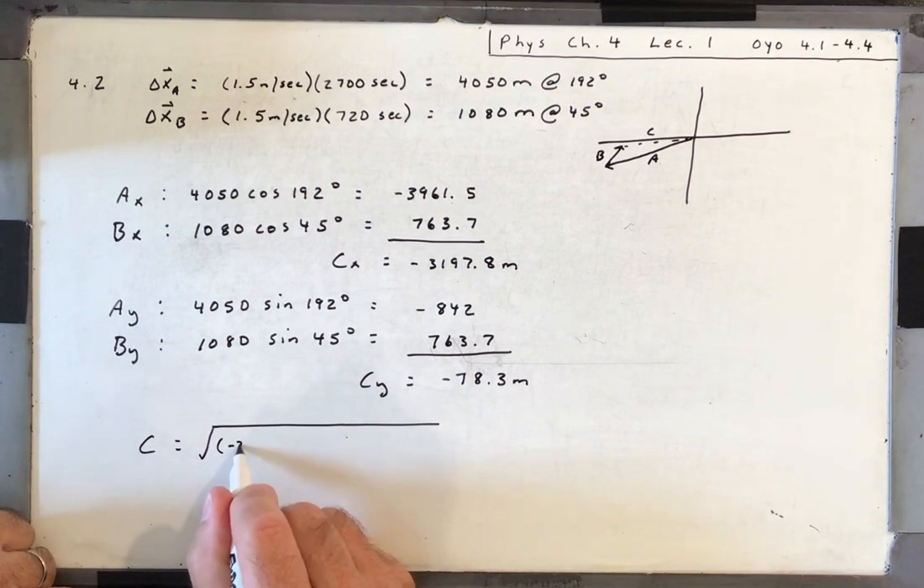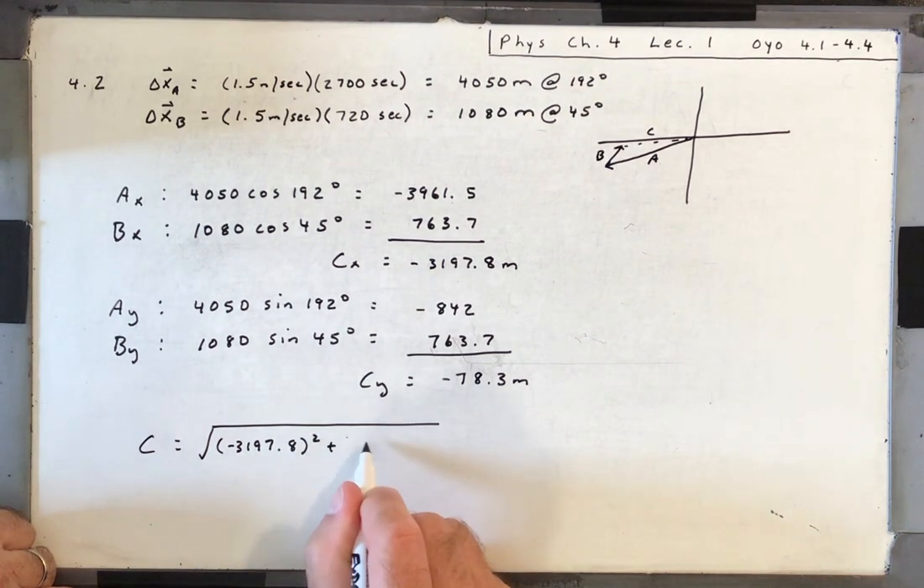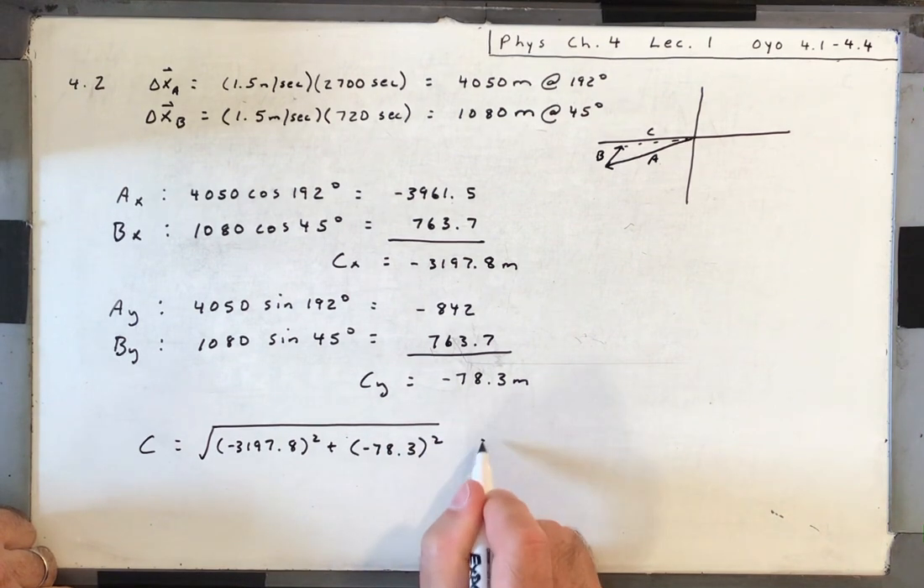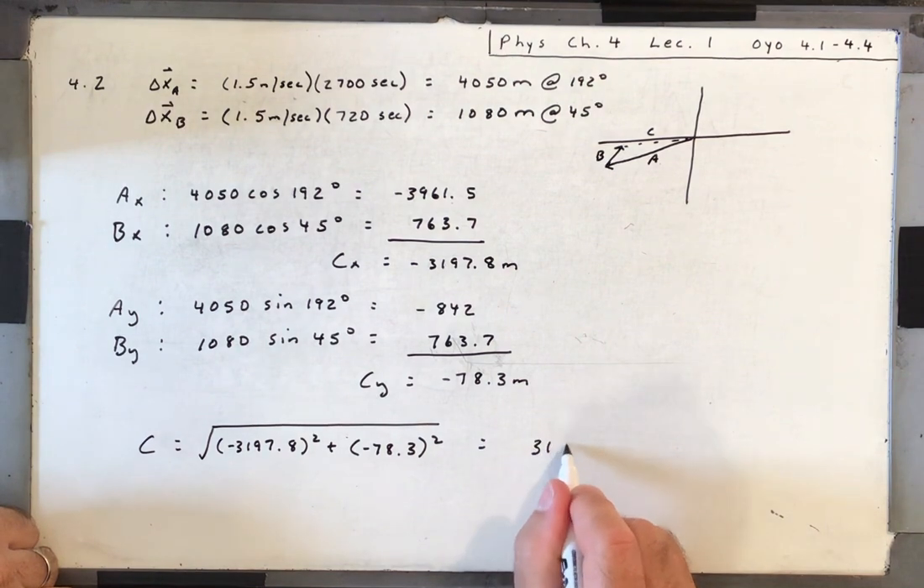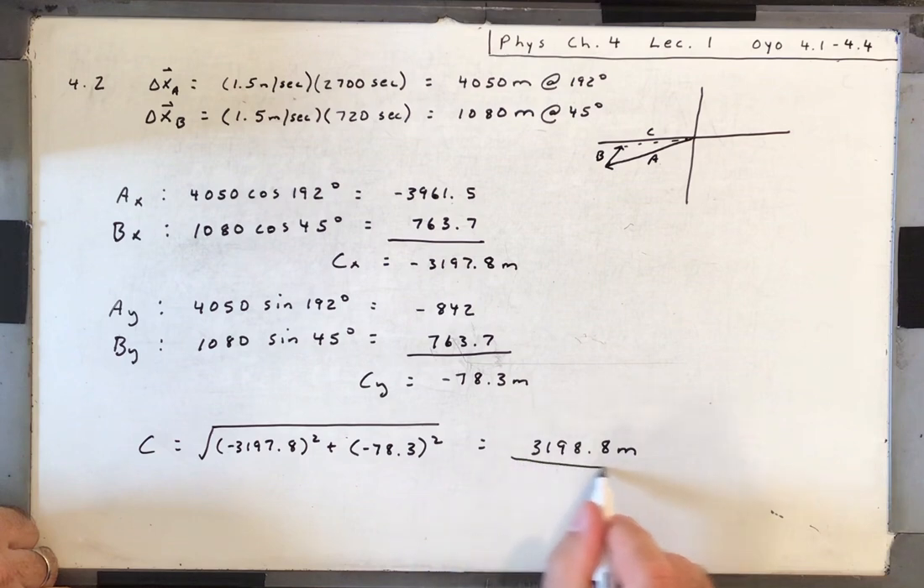So we have negative 3197.8 squared plus negative 78.3 squared. Take the square root of that, and you get 3198.8 meters.